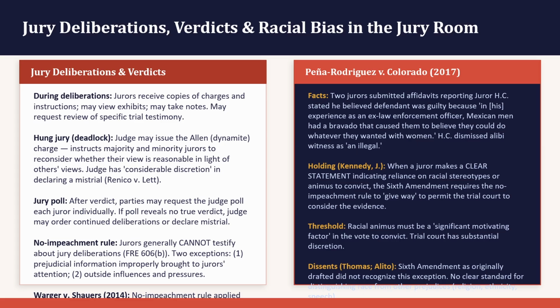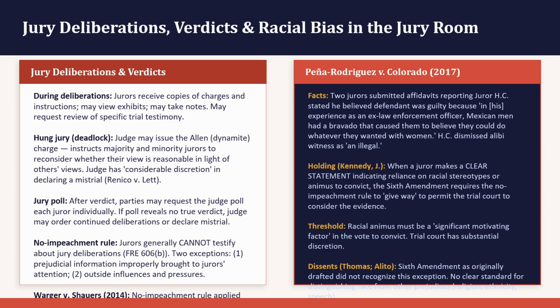The no impeachment rule prohibits jurors from testifying about what happened during deliberations. Federal Rule of Evidence 606B codifies this principle. The rationale is protecting the finality of verdicts, encouraging candid deliberations, and shielding jurors from post-verdict harassment. The rule has two statutory exceptions: prejudicial information brought to jurors' attention improperly and outside influences, but courts interpret these narrowly.